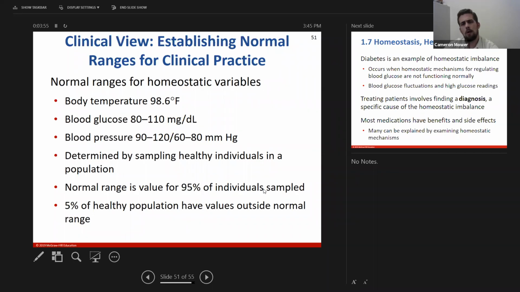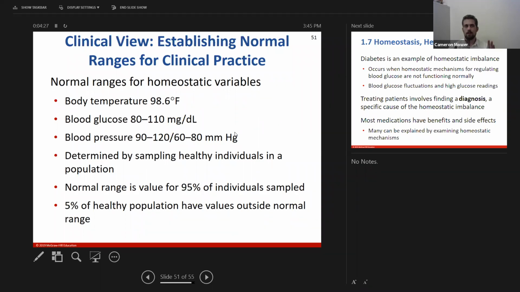And an imbalance is generally when diseases occur. So, normal ranges for clinical practice. You guys are going to learn this. You guys are going to know this. Body temperature is 98.6. That's one that I should be remembering. Blood glucose is about between 80 and 110 milligrams per deciliter. Blood pressure is generally 90 to 120 over 60 to 80 millimeters of mercury.